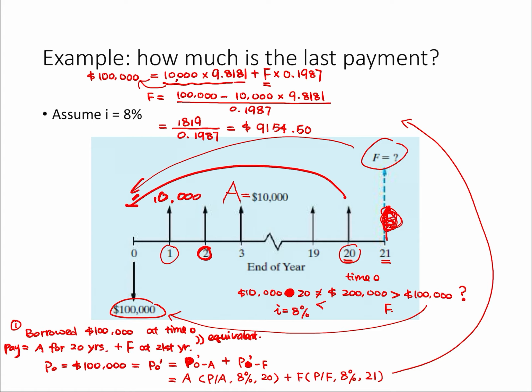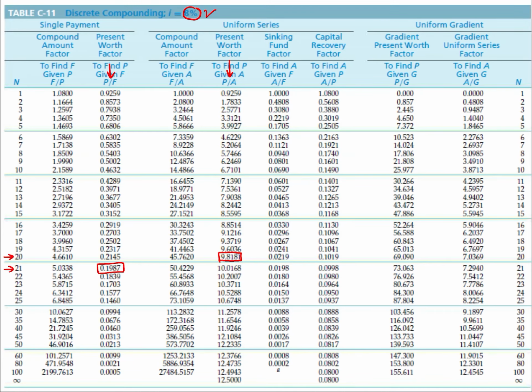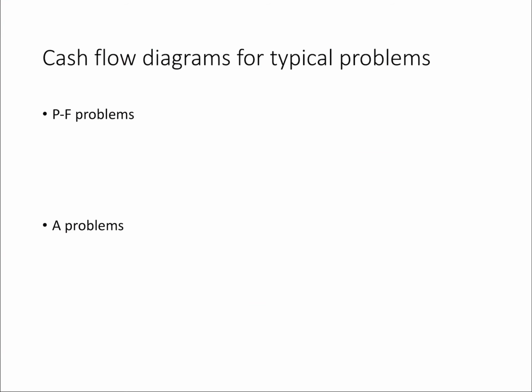It's just like what I said. Although you paid 10,000 for 20 times, because of the interest rate, you are not paying off. You still owe some amount to the bank. And that amount is positive, which means you still have to pay that amount. Okay. Then let's move on to the next stuff.